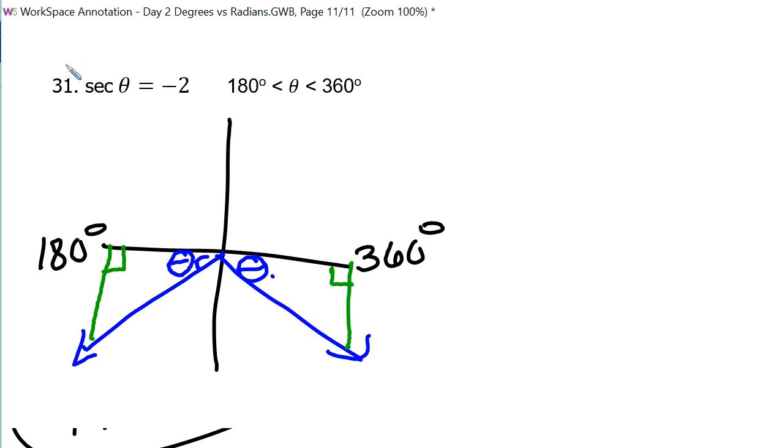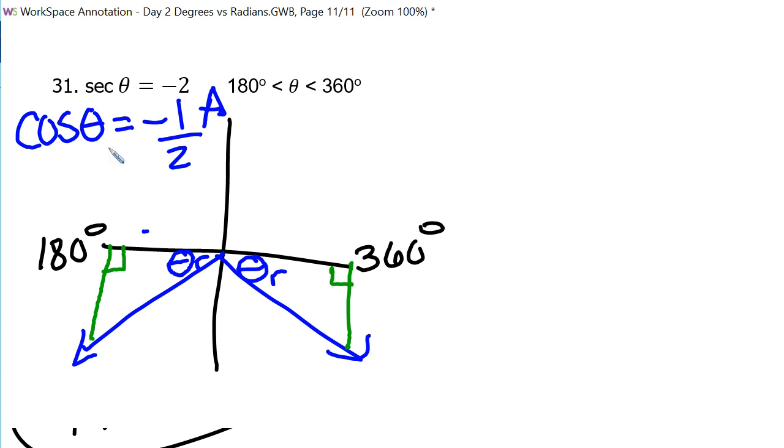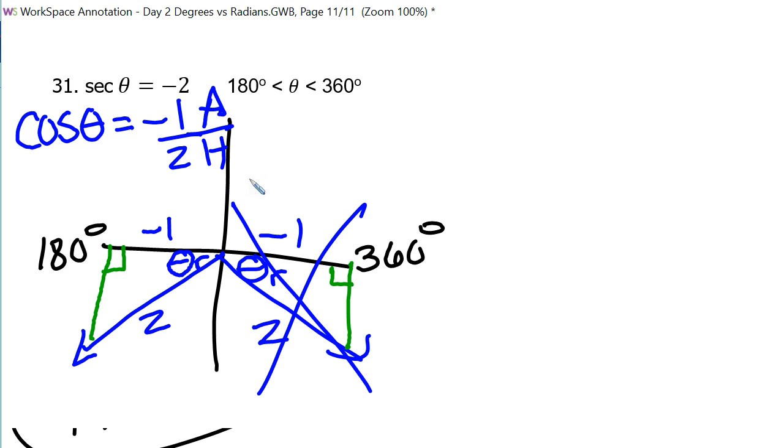And if they gave me secant, what is the reciprocal for secant? Cosine. So what would the cosine of theta be? Negative 1/2. That means the adjacent side is -1, and the hypotenuse is 2. So one of those triangles is wrong. Which one is wrong? Quadrant 4. The one in quadrant 4. Because if this side is on the right side of 0, should that be -1? No. Now we need to find that missing side.